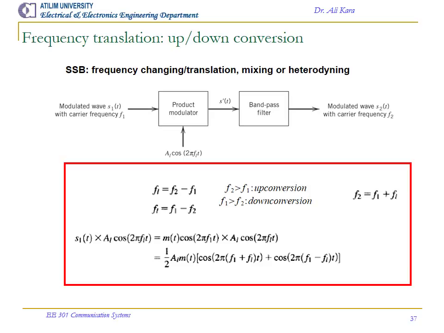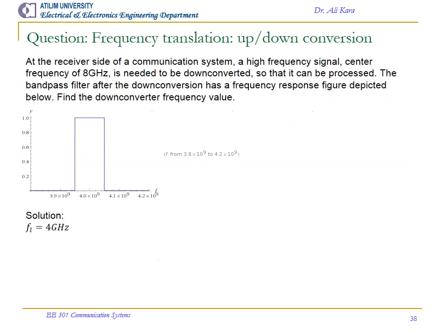The signal is then passed through a bandpass filter to filter out the unwanted frequency component and get the desired one, that is one of the cosines. Question: frequency translation, up and down conversion. At the receiver side of a communication system, a high-frequency signal, center frequency of 8 GHz, needs to be down-converted so that it can be processed. The bandpass filter after the down-conversion has a frequency response depicted below. Find the down-converter frequency value.